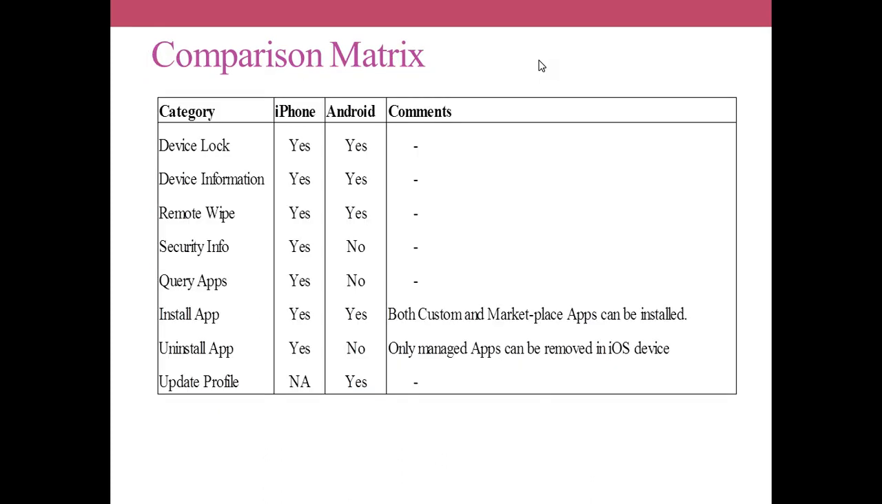This is the comparison matrix. Device lock can be done in both iPhone as well as Android. Device information we can get for both iPhone as well as Android. Remote wipe also can be done in both iPhones and Android. Security information is available only in iPhone, not in Android. Query app is also available only in iPhone, not Android. Install app is applicable for both iPhone and Android. We can also uninstall applications in iPhone, but managed applications cannot be removed in iOS devices. Update profile.